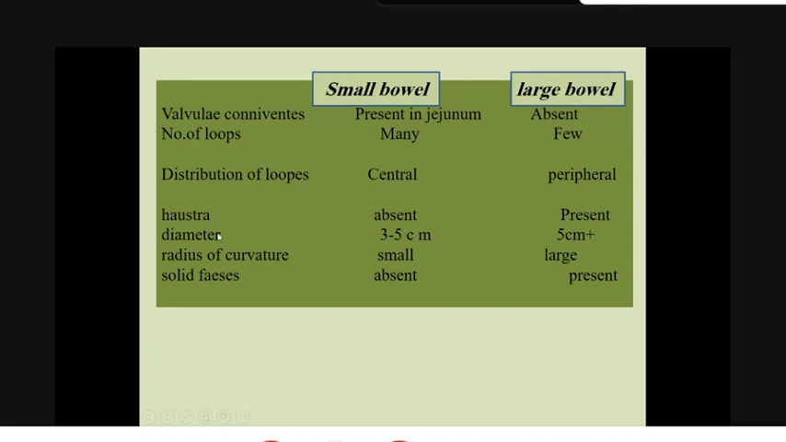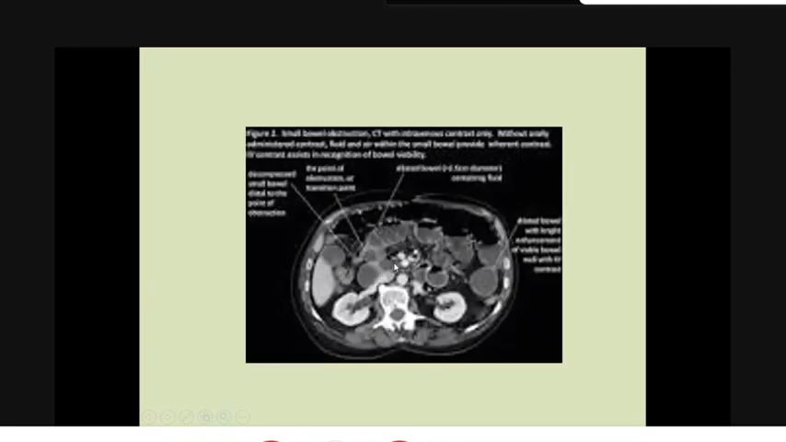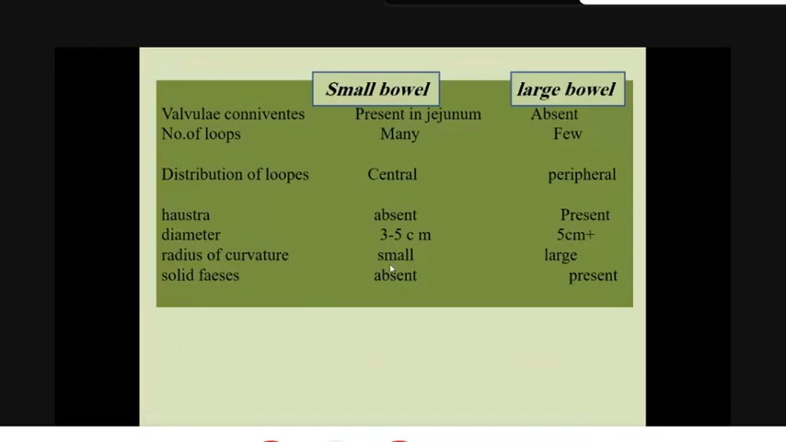Diameter of the dilated bowel loop, which is assessed on the supine plain abdominal film, is 3 to 5 cm in the small bowel, 5 cm and more in the large bowel. The radius of the curvature, هذا معناها انه اقيس ال radius of the air fluid level on erect film. It is small in the small bowel obstruction. It is large in large bowel obstruction. The radius of the curvature indicates the length of the air fluid level. It is small in the small bowel, large in the large bowel.